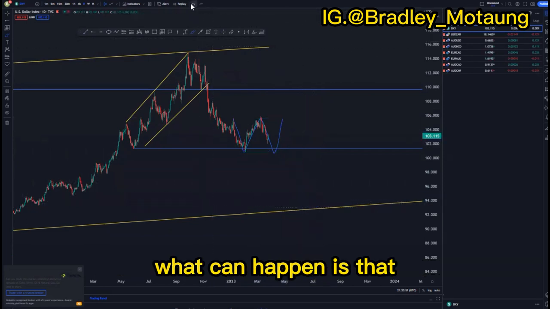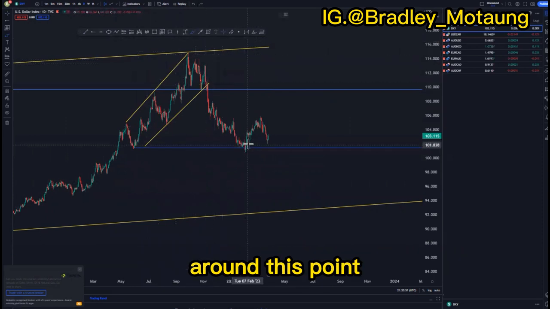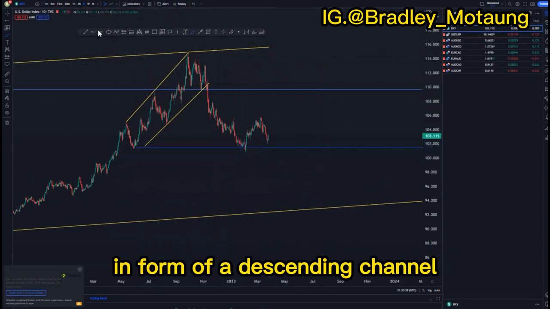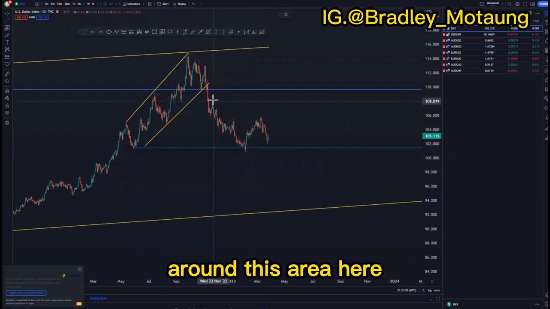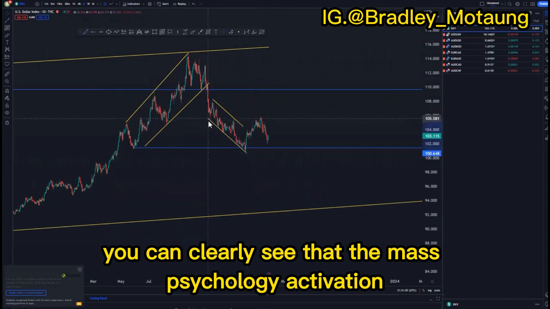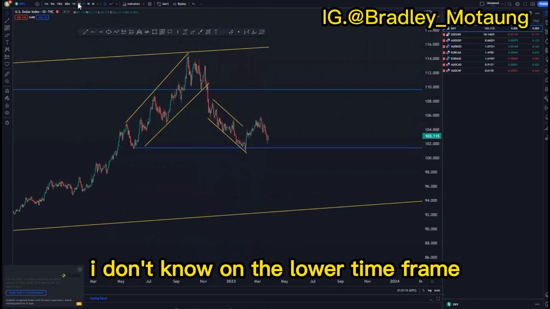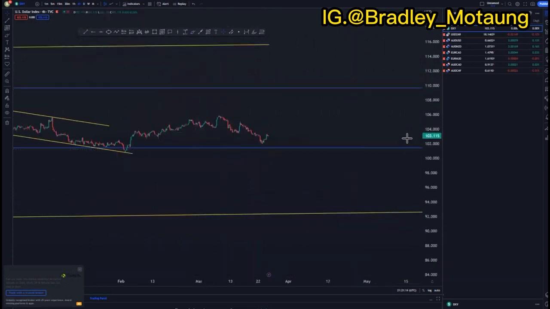Initially, what can happen is that since we created the mass psychology activation around this point in the form of a descending channel around this area here, just like this, you can clearly see that the mass psychology activation was created, and then we push to the upside. I don't know on the lower time frame what will happen.